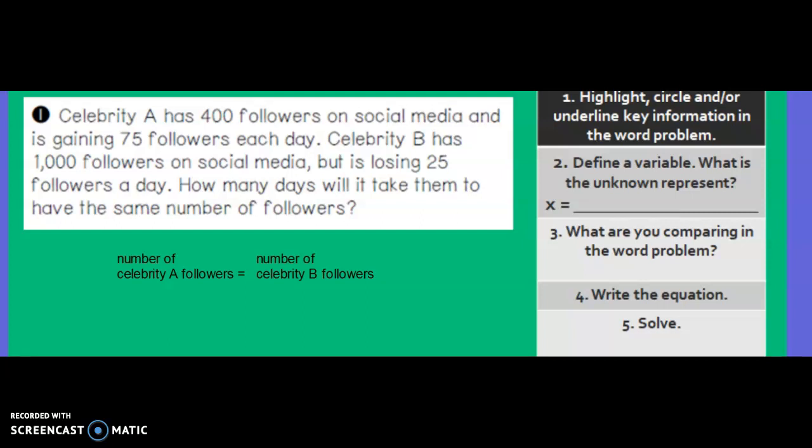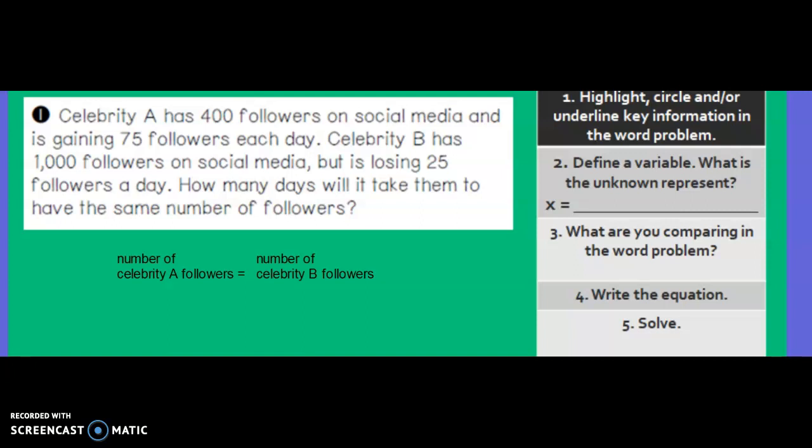All right, let's look at our next problem. It says celebrity A has 400 followers on social media and is gaining 75 followers each day. Celebrity B has 1,000 followers on social media but is losing 25 followers each day. How many days will it take them to have the same number of followers?